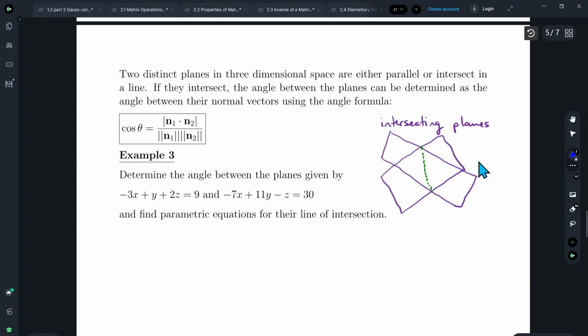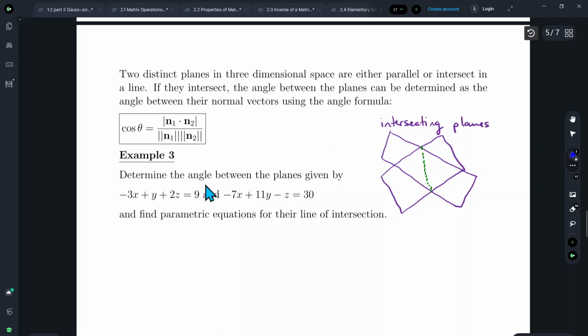So here I've drawn a diagram. They're not necessarily these two planes, but you can imagine having two distinct planes, and when they intersect in a line. So I've sort of drawn that here with the green dotted line that represents where these two planes intersect.